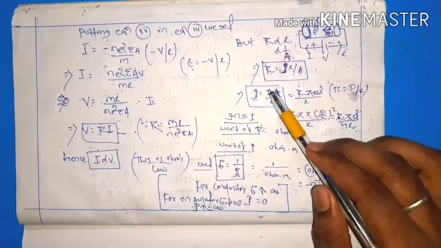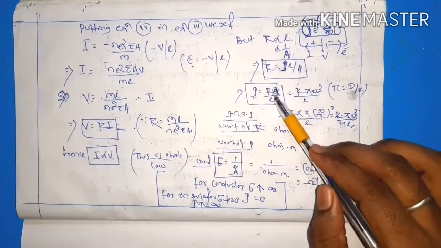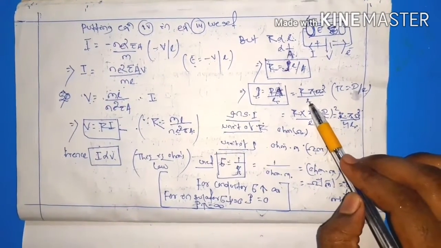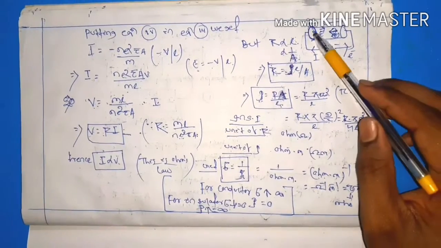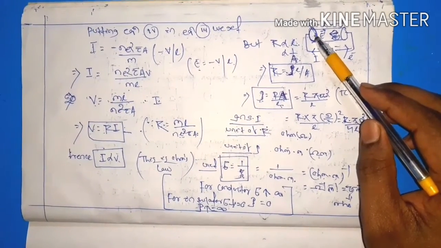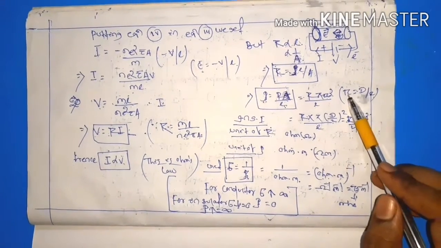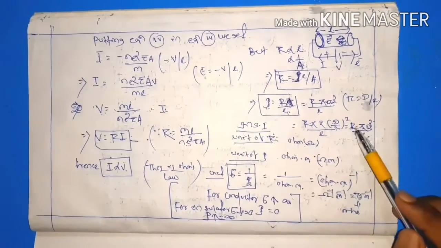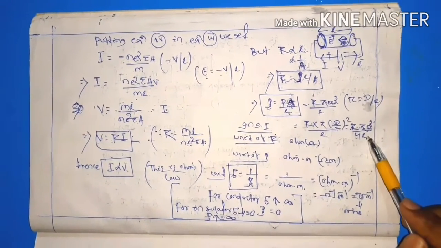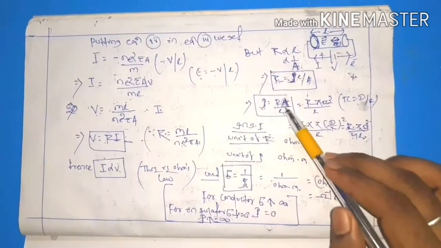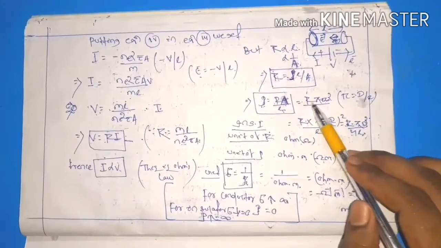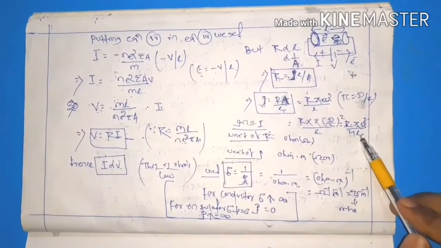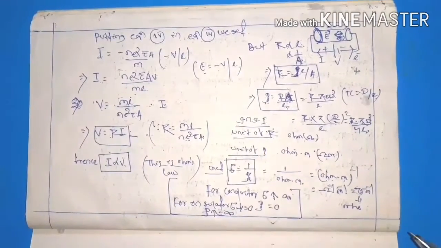Therefore rho is equal to R A divided by L, but A is equal to pi r square. So rho is equal to R into pi r square divided by L, where r is the radius of the circle. But r is equal to d by 2, where d is the diameter. So finally rho is equal to R into pi d square by 4L. So rho is equal to R A by L, or rho is equal to R into pi r square by L, or rho is equal to R into pi d square by 4L. These are the formulas of resistivity.